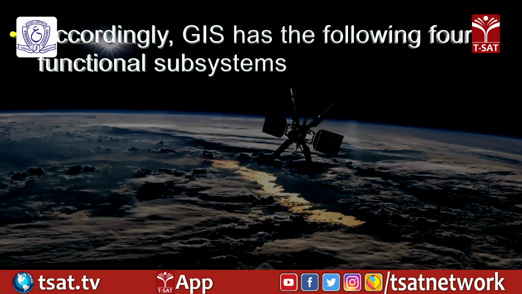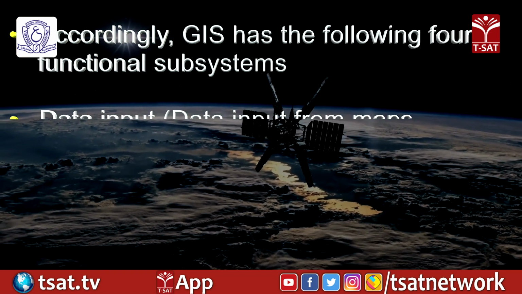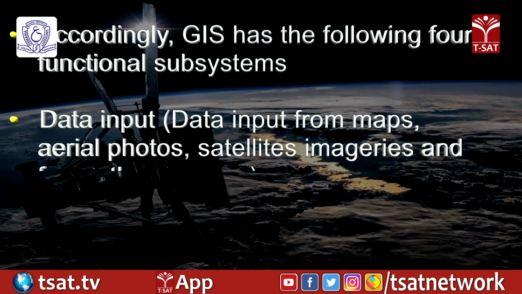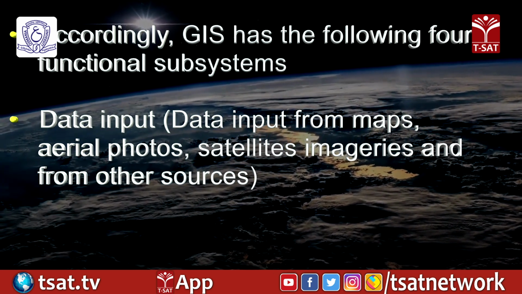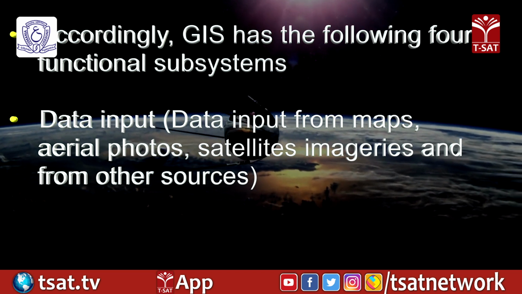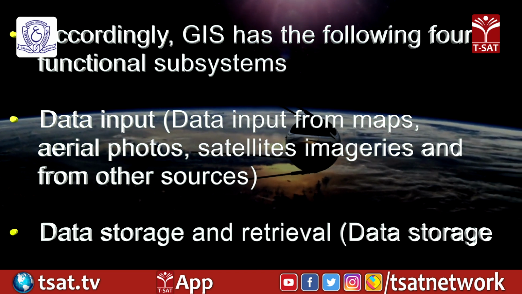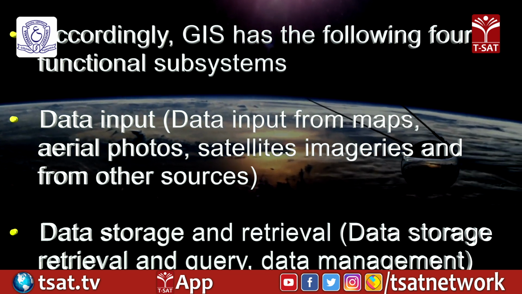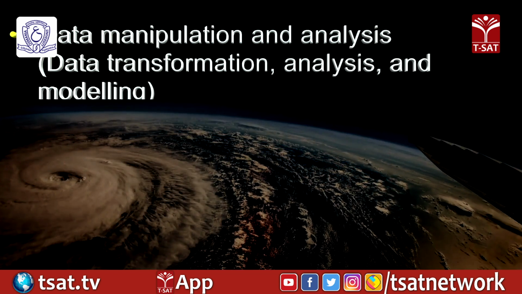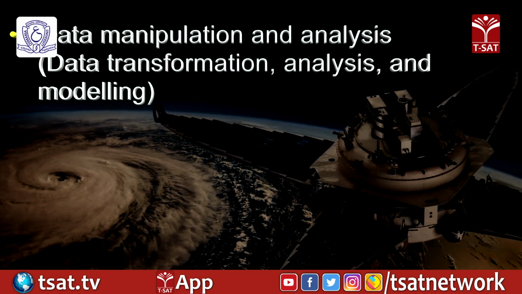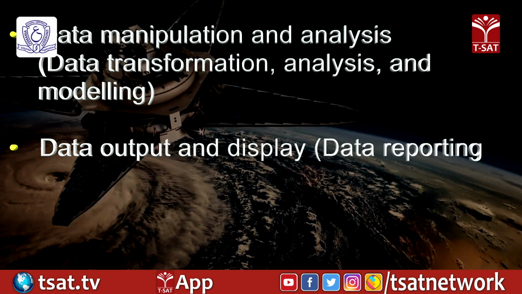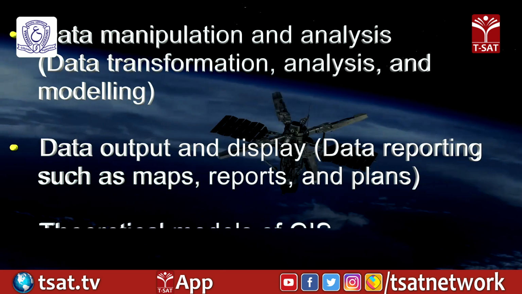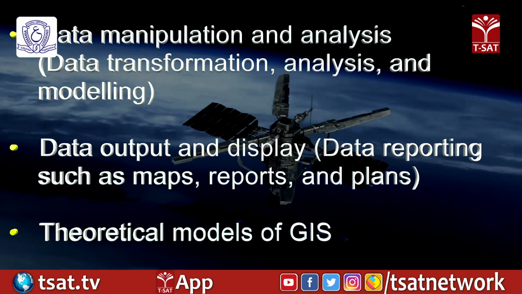Objectives. Accordingly, GIS has the following 4 functional subsystems. Data input from maps, aerial photographs, satellite imageries and from other sources. Data storage and retrieval, and query data management. Data manipulation and analysis, data transformation, analysis and modeling. Data output and display, data reporting such as maps, reports and plans.